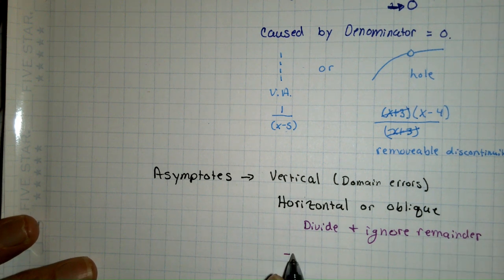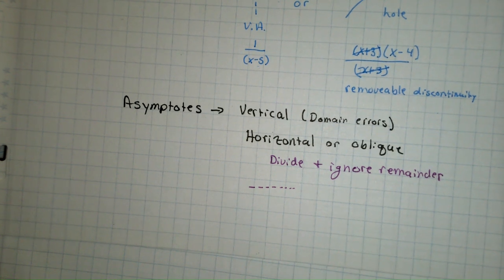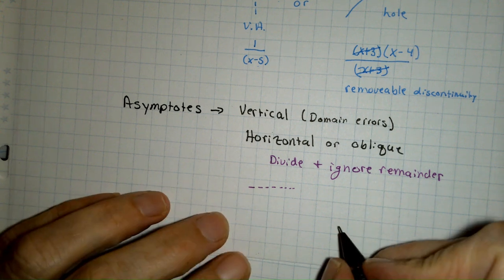A horizontal asymptote is exactly what it sounds like. It's horizontal. But some graphs have what's called an oblique asymptote. I've seen linear oblique asymptotes. I've seen quadratic oblique asymptotes. I'm going to show you an example of what a linear oblique asymptote looks like.